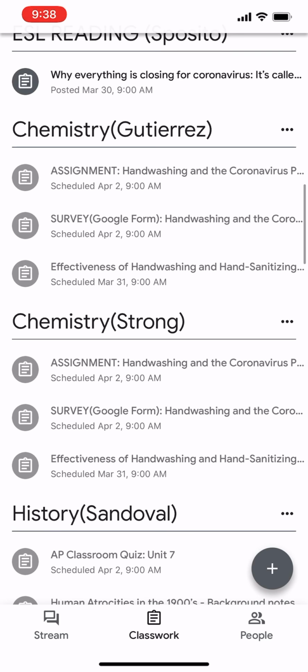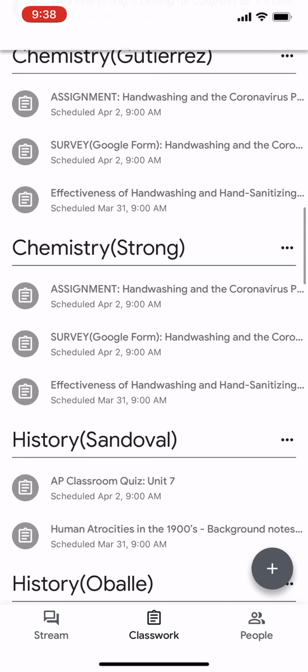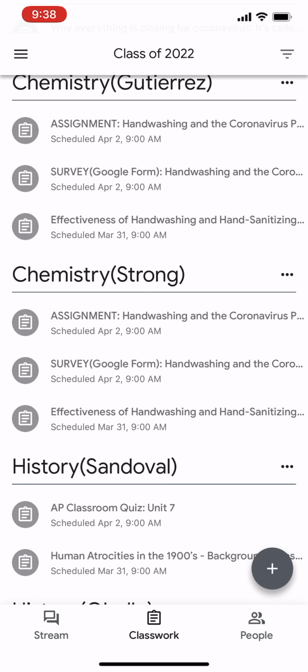Now, you don't see Mr. Gutierrez and Mr. Strong right now. That's because their assignments are posted tomorrow. Now, if you have Mr. Gutierrez, you will look at the tab that has Mr. Gutierrez in parentheses. If you have Strong, you will look at the tab that has Strong in parentheses, and you'll be able to do that. You don't have to do both of them. They're the same assignment. So depending on who is your teacher, you're doing that one.